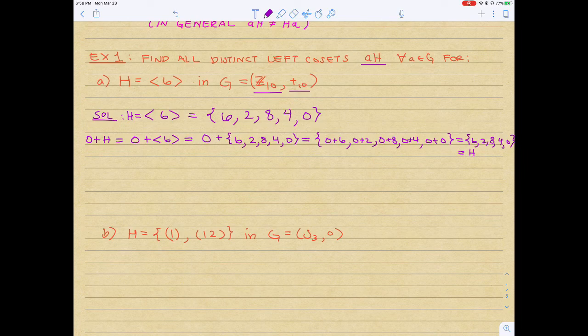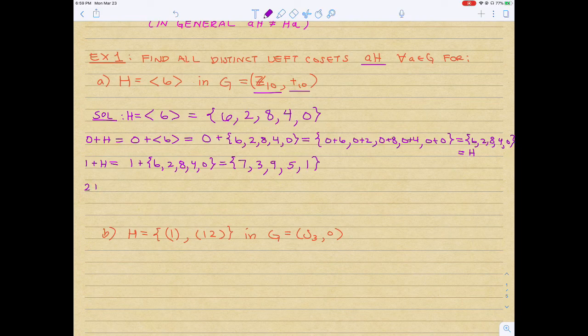Let's go to 1, okay? 1 plus H, see what happens. So for 1 plus H, we'll have 1 plus {6, 2, 8, 4, 0}. All right, so that will give us what? 7, 3, 9, 5, and 1. Okay, just adding, right?